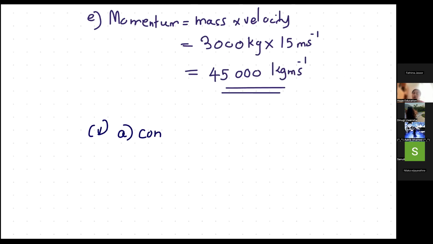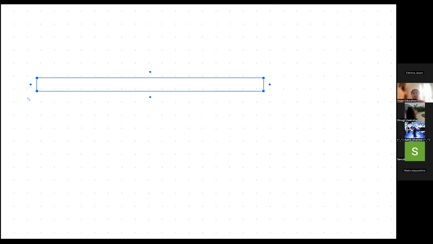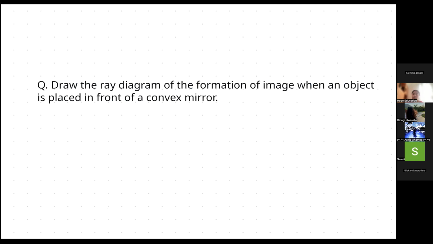Can you draw the ray diagram? I will write my question here. I'm giving you a question, write it down on the side. Draw the ray diagram of the formation of image when an object is placed in front of a convex mirror. In this question you have all the information you need. From this you have to draw the ray diagram. I will give you exactly 4 minutes. Make it fast, quickly. If you have any questions, ask.